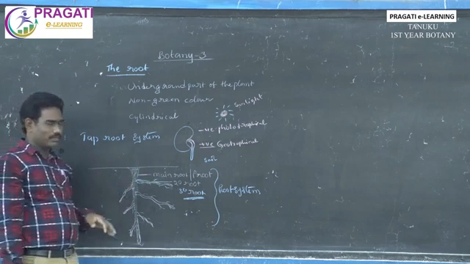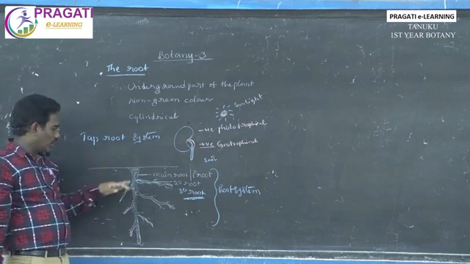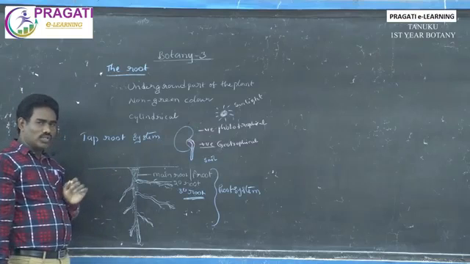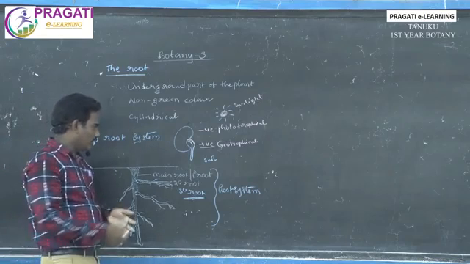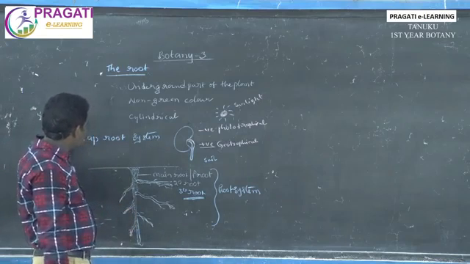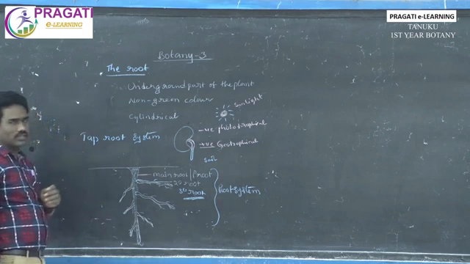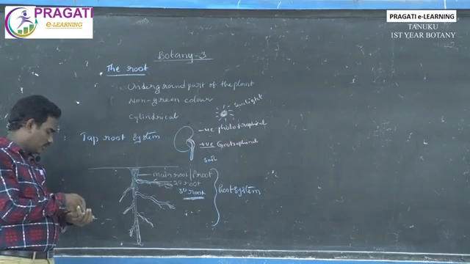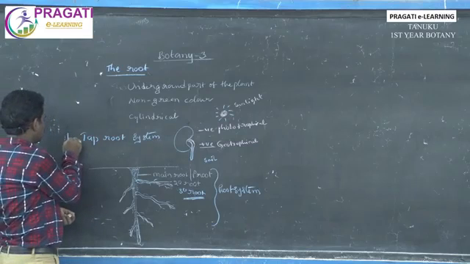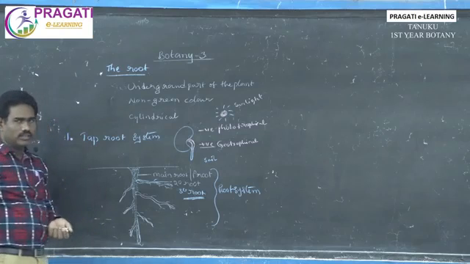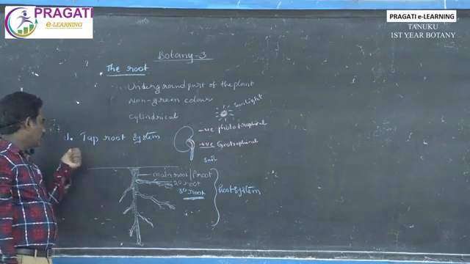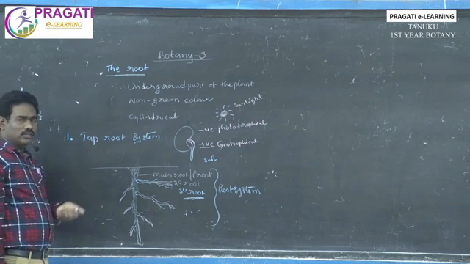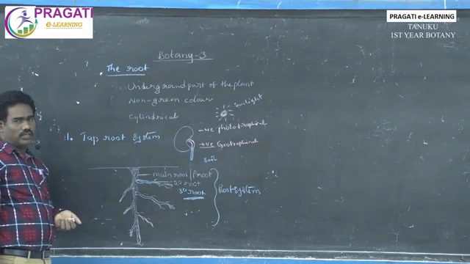Roots don't have nodes and internodes. These root systems are of three types. First one, tap root system. Second one, fibrous root system. Third one, adventitious root system.